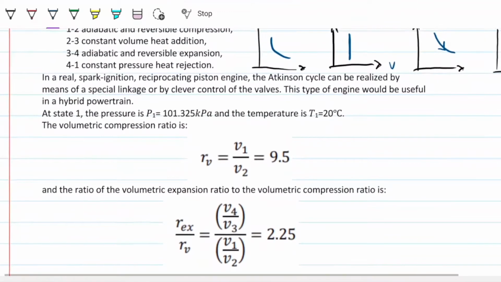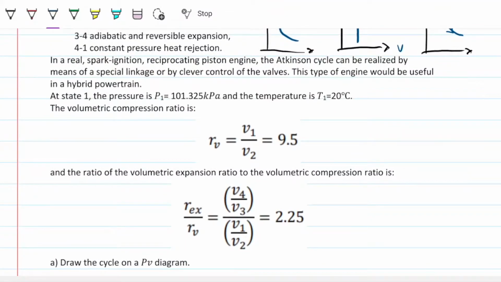In a real spark ignition reciprocating piston engine, the Atkinson cycle can be realized by means of a special linkage or by clever control of the valves. This type of engine would be useful in a hybrid powertrain. So it's actually used in some hybrid engines, and I'll tell you where it's used.